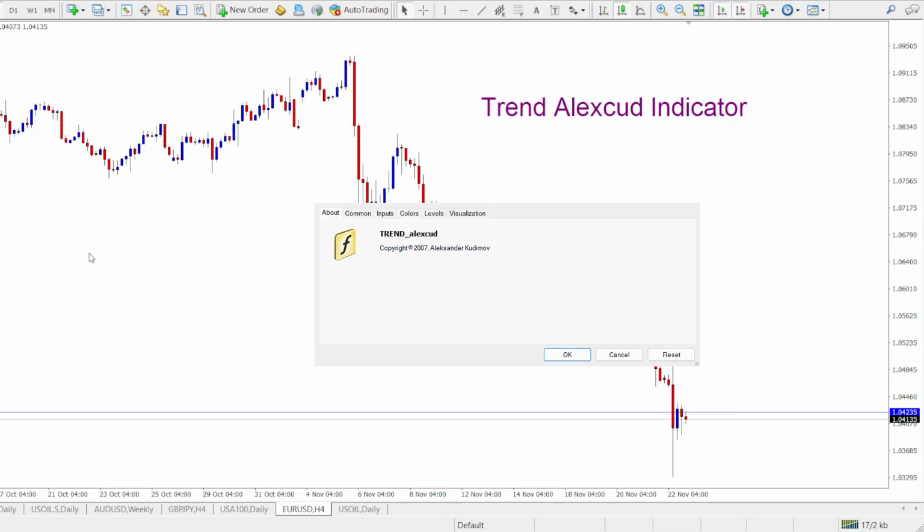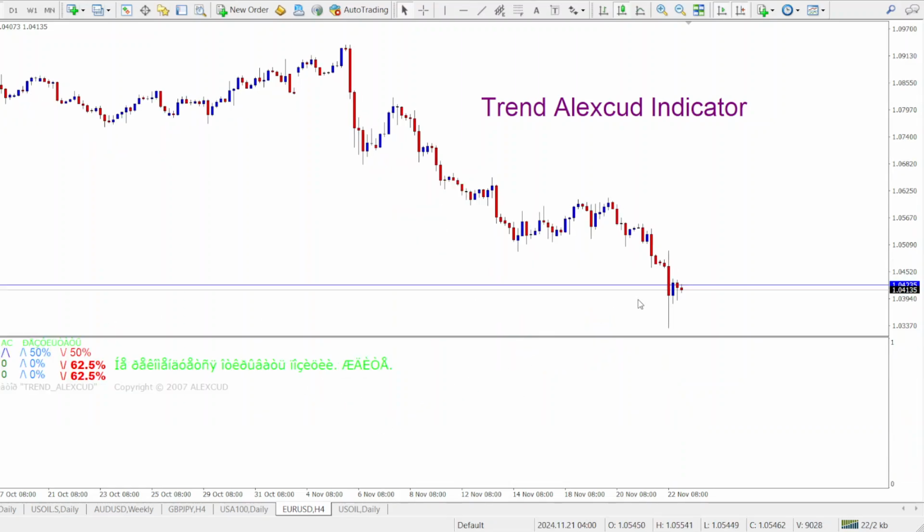Now this is how the indicator looks. It's quite a straightforward indicator. Forget about the complexities that it seems to present, it's quite straightforward. This particular indicator was developed by Alexander Kudimov in 2007, and it helps to identify market trends.